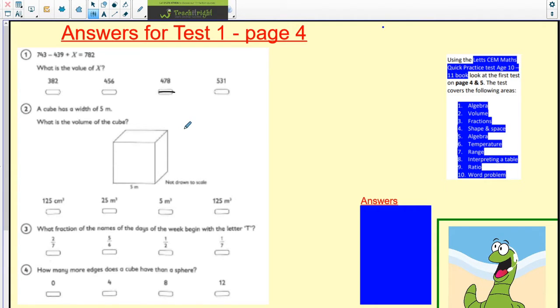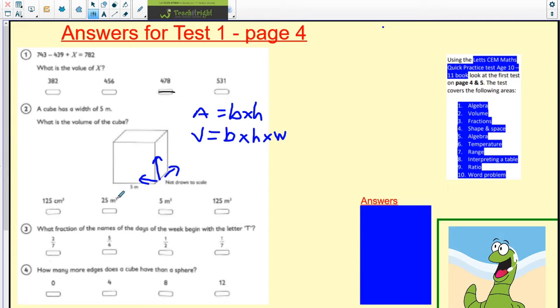So next one, a cube has a width of 5 meters. What is the volume of the cube? For this, you need to know that for the volume you times all the lengths, in much the same way that area equals base times height. The next extension of that is that volume equals base times height times width. So it's all 3 directions.